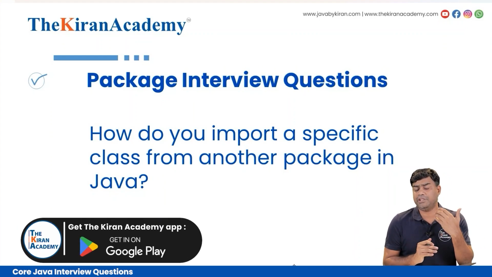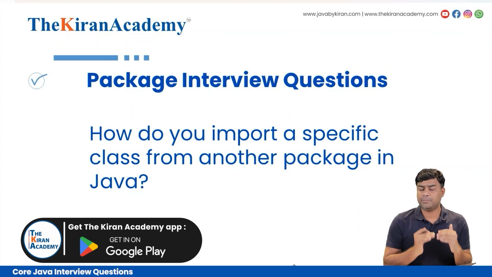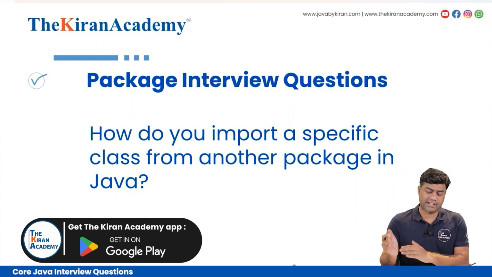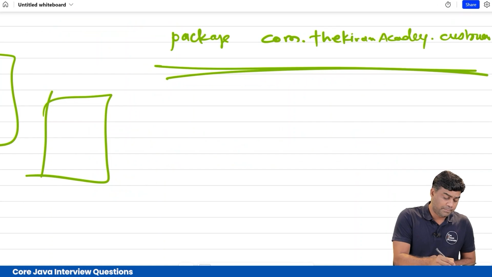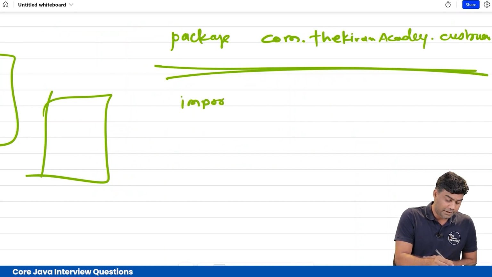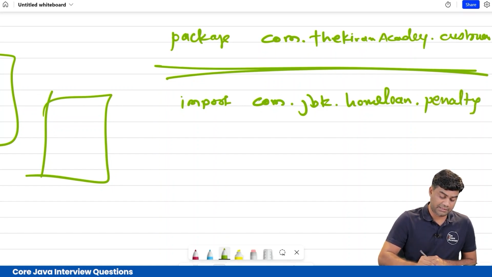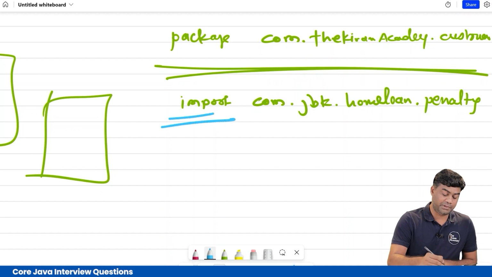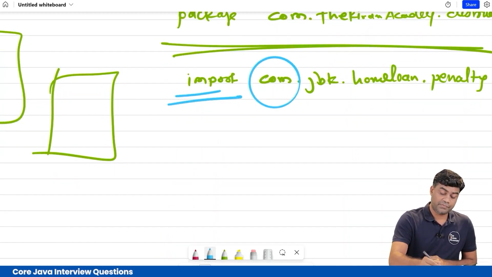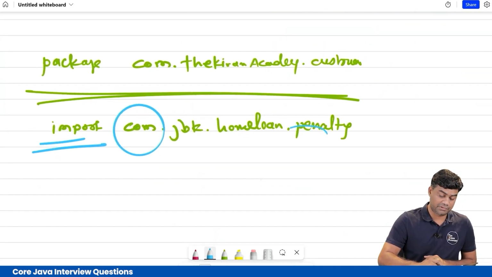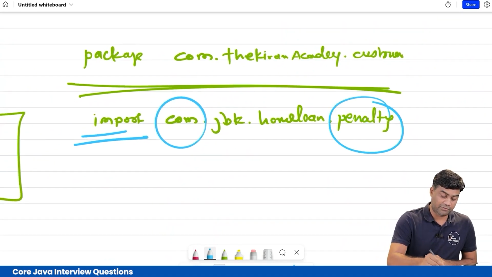Next question is, how do you import a specific class from another package in Java? It's very simple. We need to use the import statement. The import statement should have the file name. Let me show you that also. import com.jbk.homeloan.penalty. So here in this case, it's very simple. Remember, this is the import statement. This is the root folder. And at last we have a file name.